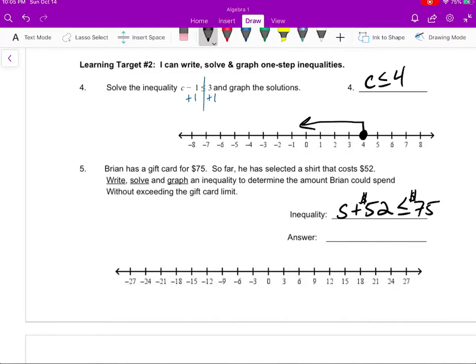Alright, so that would kind of be my original problem, original setup. And then my answer would be just, of course, to subtract the 52 from both sides. And we would get S is less than or equal to $23. So it could be exactly $23, so that would be somewhere in here. We do a closed circle. Now, if we're talking about a gift card, you can't go below 0 on a gift card. You could have exactly $0 left over, so we'll stop at 0 there.